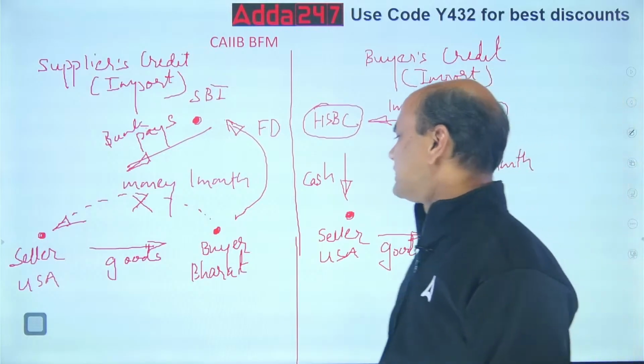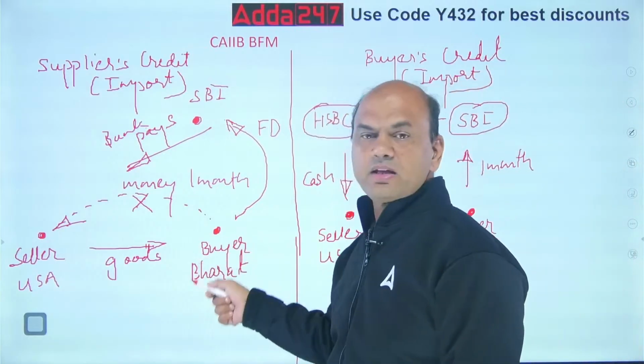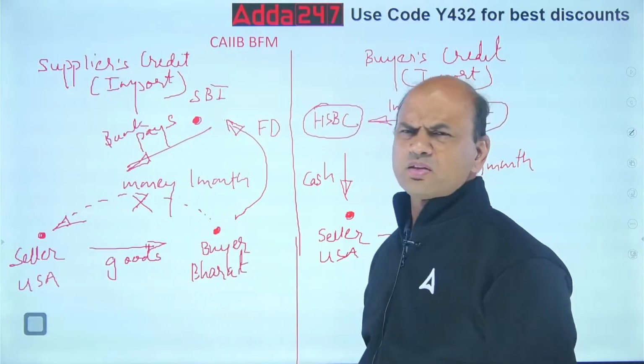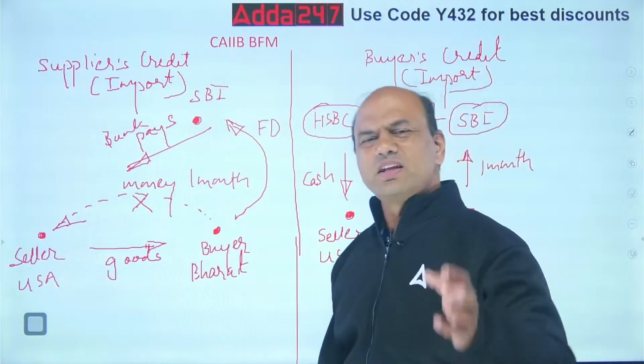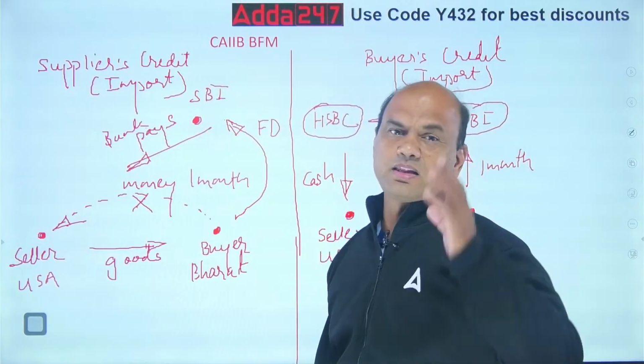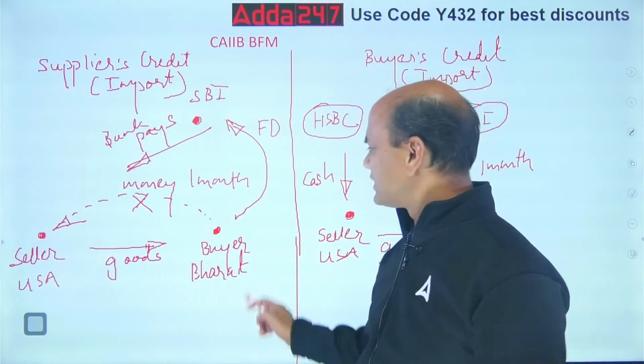Kindly note, suppose let's say there is a buyer in our country, let's say Bharat. Now, let's call our country Bharat, not India. India was a name given by the Britishers. Our real name was Bharat. So let's call us Bharat.